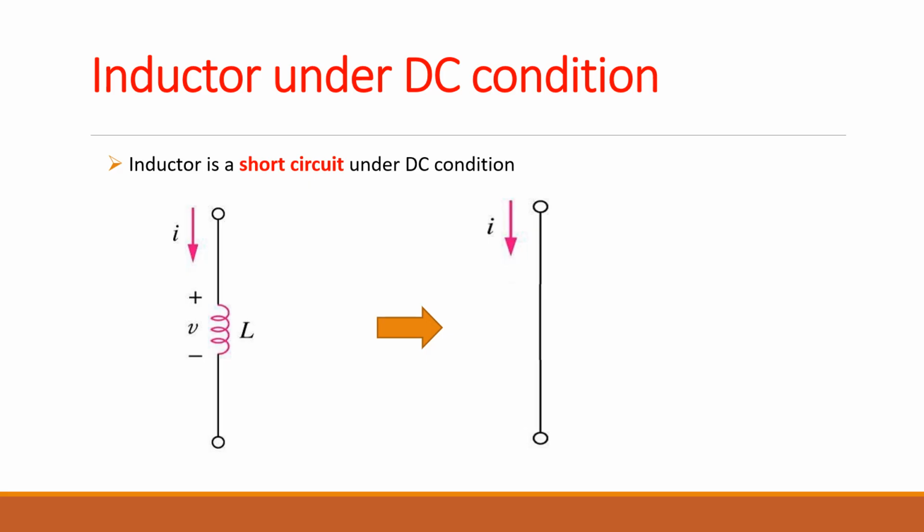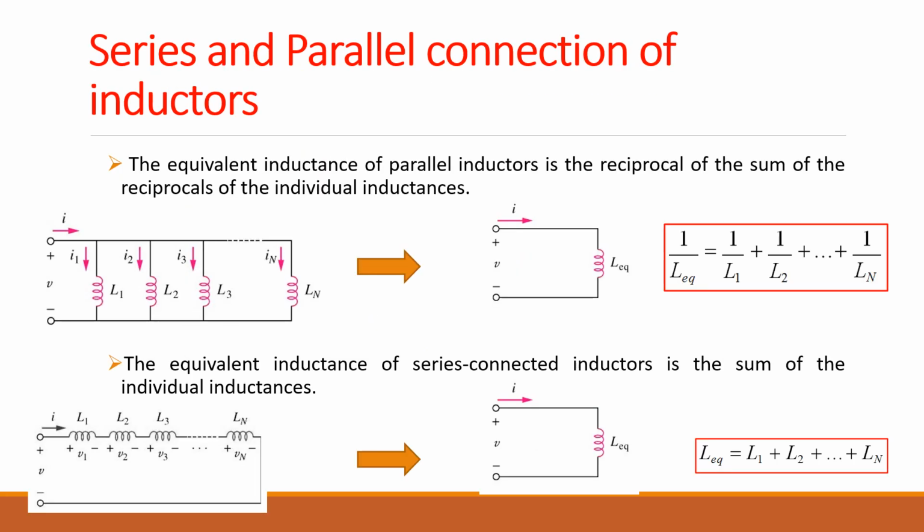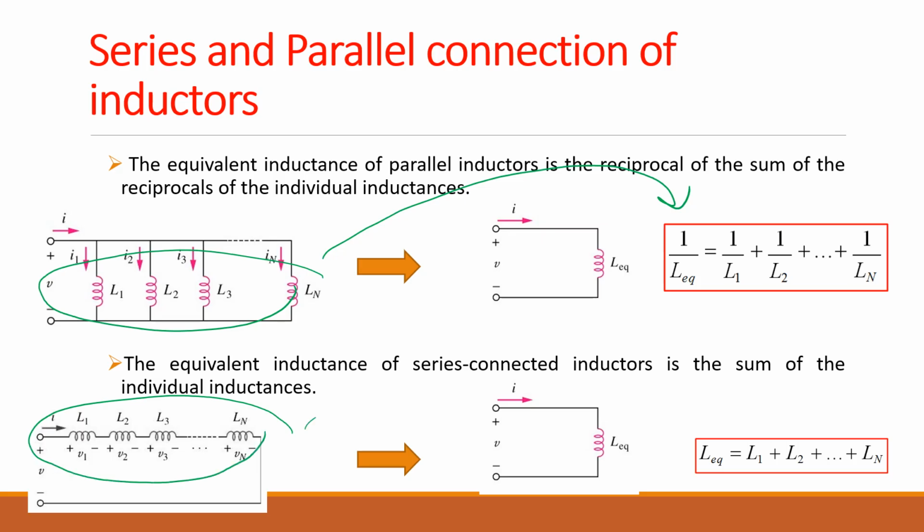I told you, under the DC condition, your inductor will be a short-circuited path. So you can just draw a short-circuit path, like in the capacitor you draw it open circuit. Likewise, this one you can draw as a short-circuited path. And the symbol is also very similar to a resistor. So when they are in parallel to each other, you can consider them the same as your resistors. And when they are in series with each other, you can just add them in the same way. So they are like resistors.